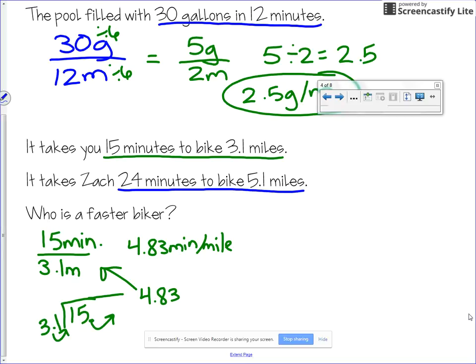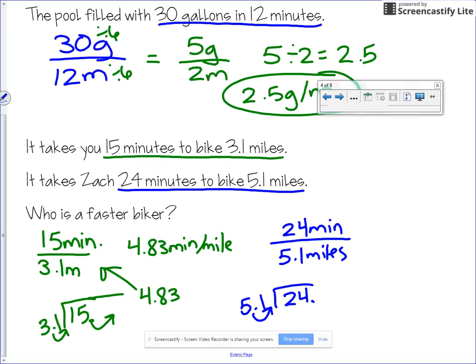So for this next one for Zach, it's 24 minutes to 5.1 miles. We're going to do the same process, and we are going to divide 24 divided by 5.1. Again, move that decimal and add the 0 so that you can do the division. I'll give you a moment to do that as well. When we solve that problem, we end up with 4.7. We don't need to continue going on because at this point we can already compare. If that equals 4.7, it's going to be minutes per mile.